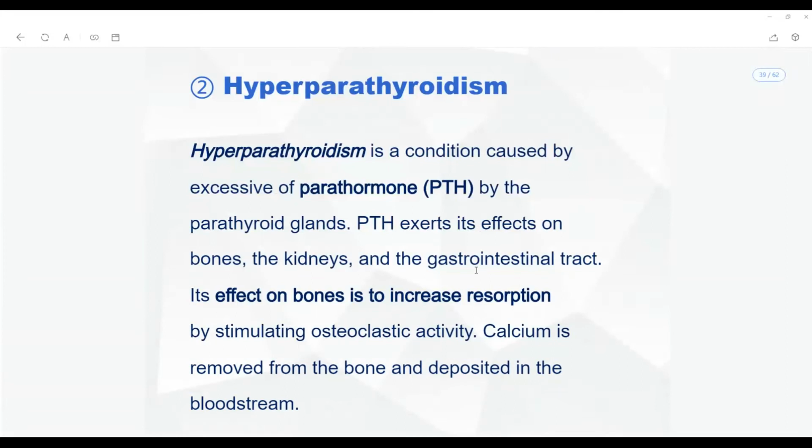And then we're going to look at hyperparathyroidism. Okay, parathyroid hormone is the one that also causes the calcium metabolism related conditions, right? And parathyroid hormone exerts its effects on the bones, kidneys, and the gastrointestinal tract because it is directly related to calcium metabolism and calcium absorption, right? Its effect on the bones is to increase bone resorption by stimulating osteoclastic activity. So calcium is removed from the bone and deposited in the bloodstream.